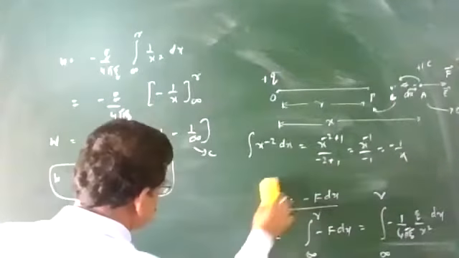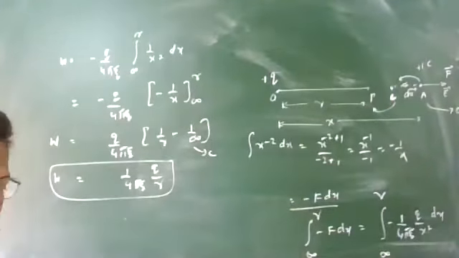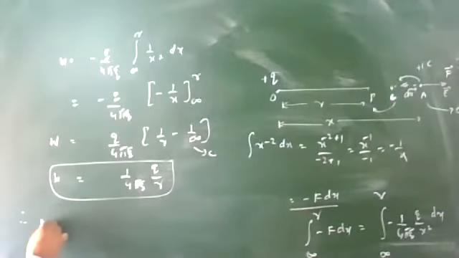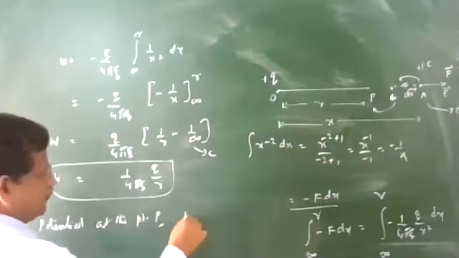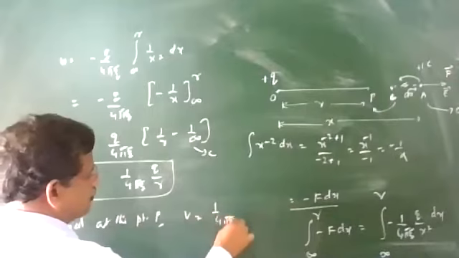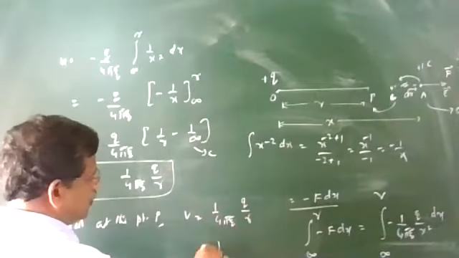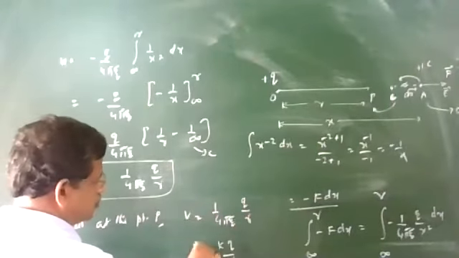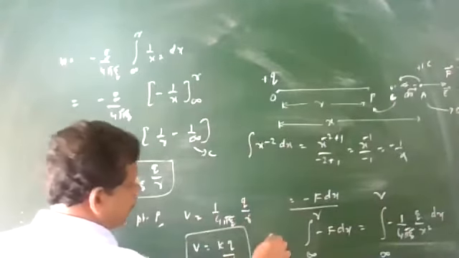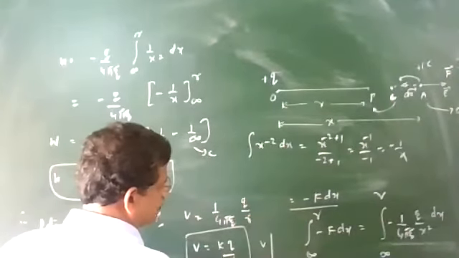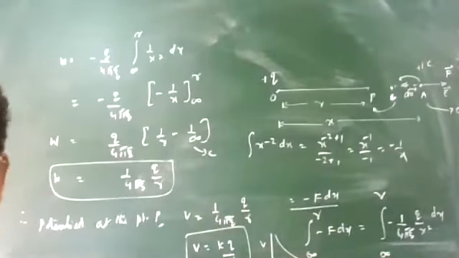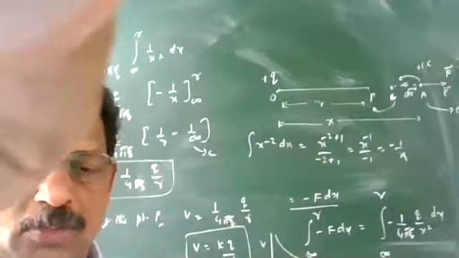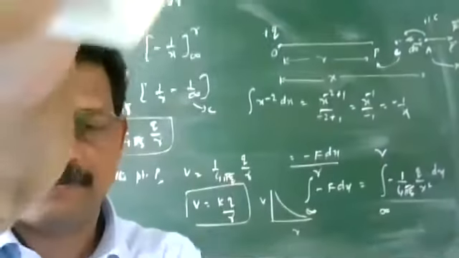The last point, the conclusion. Therefore the potential at the point P is V equal to 1 by 4 pi epsilon 0 Q by R, or kQ by R. To plot the variation, the graph will be like this. Inverse proportion, a rectangular hyperbola graph will be obtained. Okay, so the graph pattern will be like this.